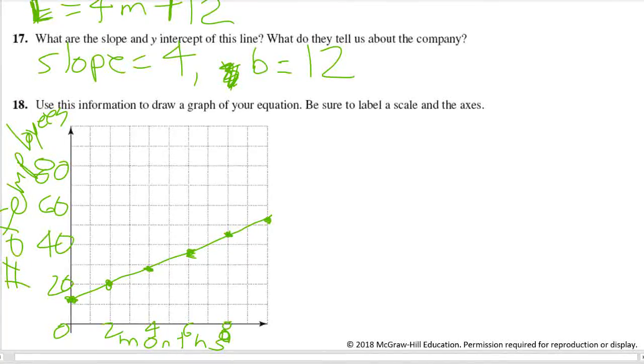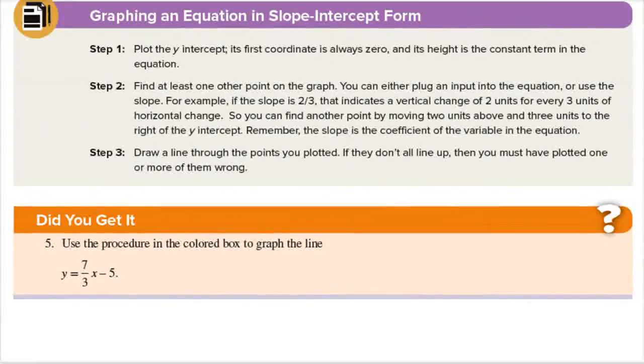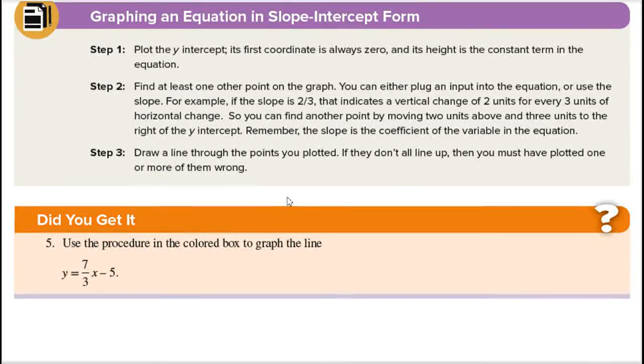All right. Looks like we got another Did You Get It coming up. Kind of a summary, though, first. So read through the summary. So graphing an equation in slope-intercept form, first of all, plot the y-intercept. From the story, it's what happens when you have, in this case, no pizzas or no whatever is happening in the story.